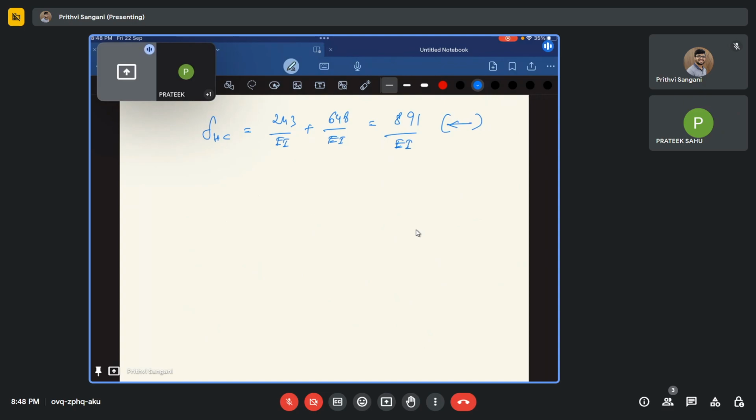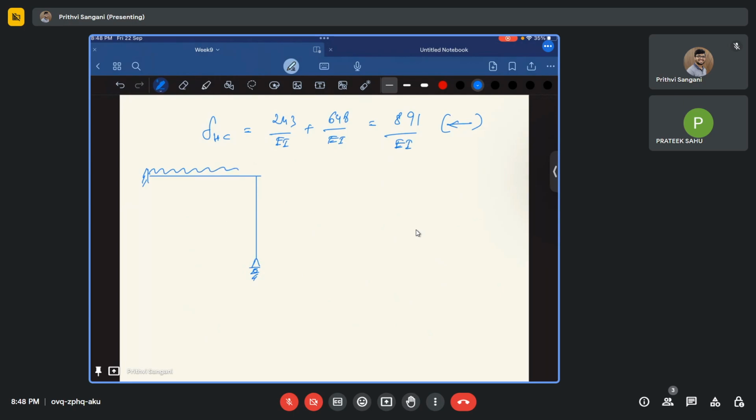So the initial roller support, yes sir, this support is going to move in this direction by a distance of 891 by EI. Okay. So this is what I want to discuss for today's class.